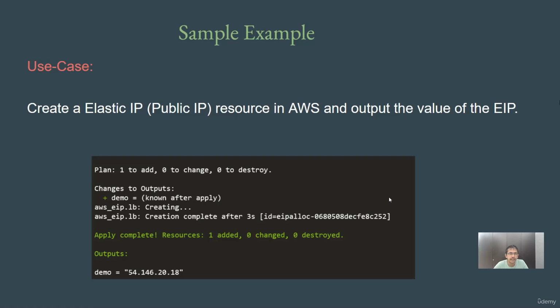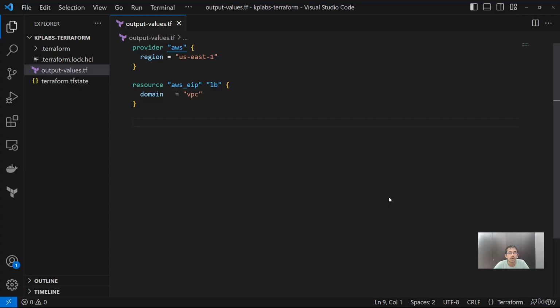So based on the requirement, we have a use case where Terraform should create the Elastic IP, which is the public IP, and it should also output the value of that IP. For example, in this screenshot, you will see after the Elastic IP is created, it also shows you the Elastic IP output here. So this is what we are trying to achieve. So let's quickly look into how this can be achieved. Now within your Terraform code, you can make use of output. You can give a name. Let me just call it as public-IP.